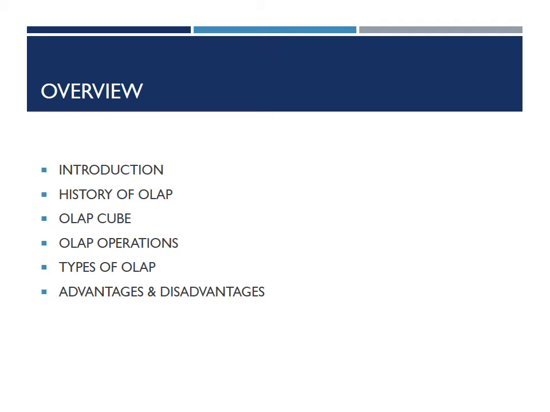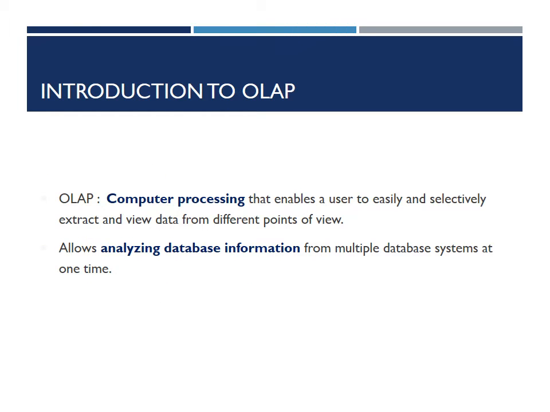Today, we are going to cover the following topics: Introduction of OLAP, History of OLAP, OLAP Cube, OLAP operations, Types of OLAP, Advantages and disadvantages of OLAP. OLAP, that is online analytical processing, is computer processing that enables a user to easily and selectively extract and view data from different points of view. OLAP also allows users to analyze database information from multiple database systems at one time.